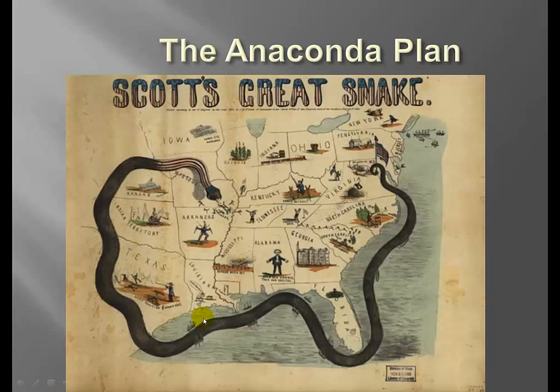Here's kind of a picture of Scott's great snake, the Anaconda Plan, kind of encircling. Yeah, I guess eventually that's what the North did, but it took a lot longer, and the South proved much more of an opponent than the North came to realize.